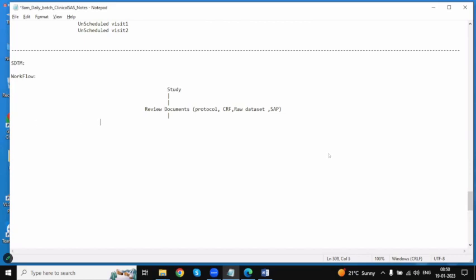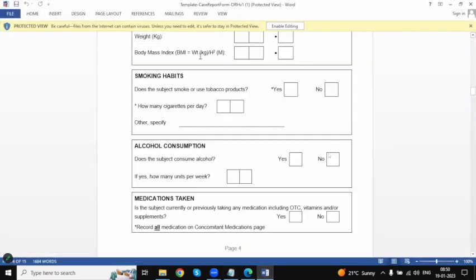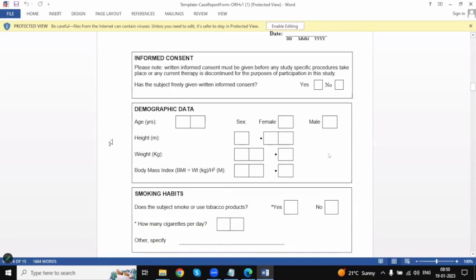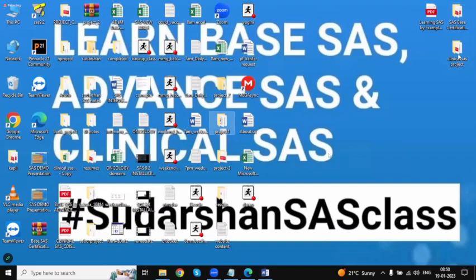Then later in the study, the next step is ACRF. ACRF is nothing but annotated CRF. When we start any new study, at the starting the CRF will be empty like this. So they'll give an empty CRF and ask you to annotate it. I'll show you how your annotated CRF should be.